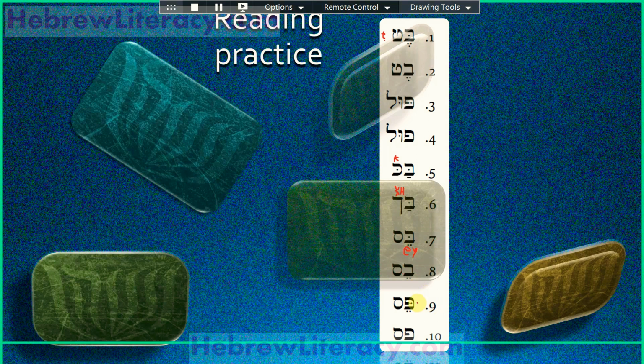Number 9. So here we have the pey with the dot, so it's a P as in the Pinoy sound. Pace. I hope the lesson has a decent pace. Number 10. On my screen, the green goes through it, but I hope you guys don't see the green. Okay, so it's going to be the same, except we don't have the dagesh. So instead of a p like Pinoy, it's ph like Philippines. Face.